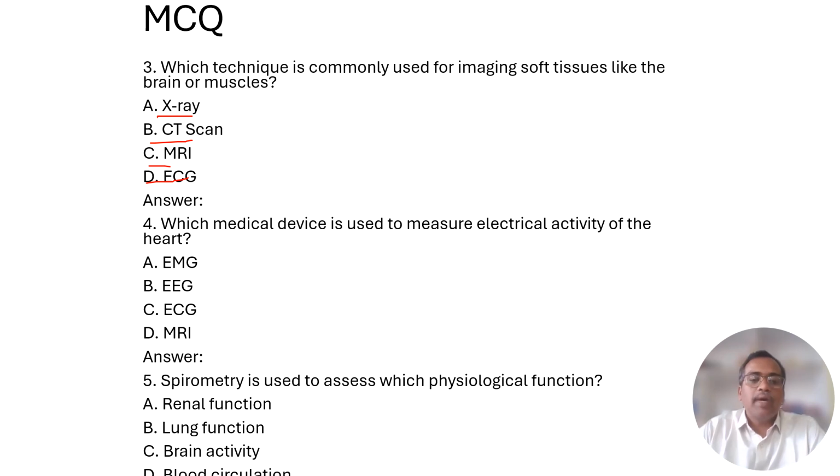Next, fifth. Spirometry is used to assess which physiological function? A. Renal function. B. Lung function. C. Brain activity. D. Blood circulation.